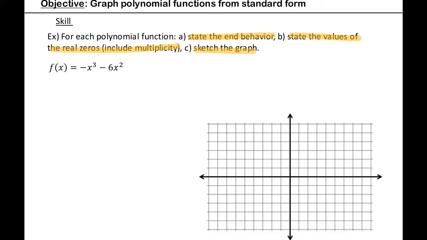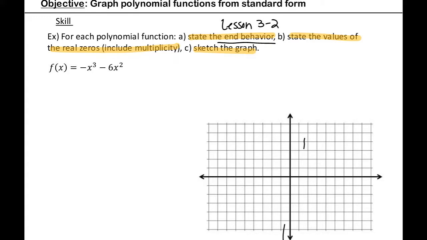So like I said earlier, nothing today is really new. We're just going to put everything we've learned so far into one lesson. Okay? So to find the end behavior, this is what we did for the second lesson. Finding the end behavior was lesson 3-2. We already know how to do that, right?